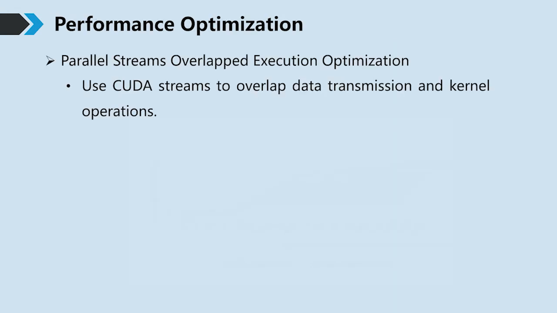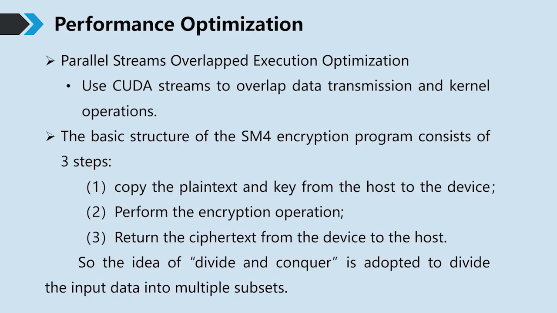Next, for the optimization of the sequential execution of data transmission and kernel operations, the solution we propose is using CUDA streams to overlap data transmission and kernel operations. The basic structure of the SM4 encryption program consists of three steps. 1. Copy the plaintext and key from the host to the device. 2. Perform the encryption operation. 3. Return the ciphertext from the device to the host.